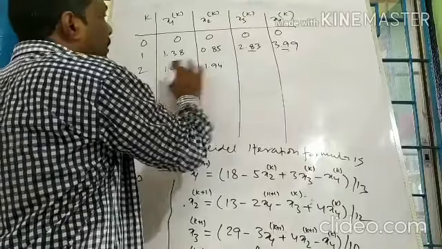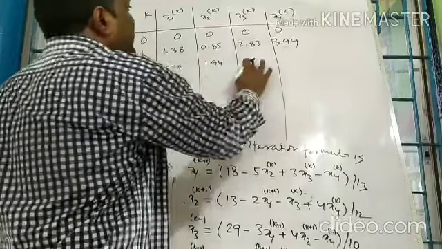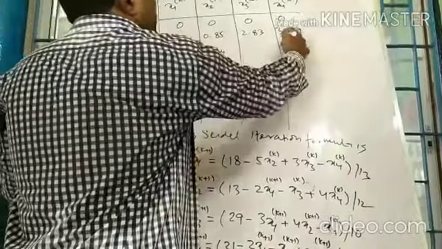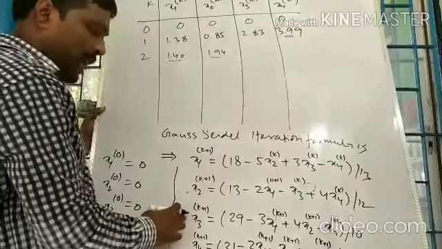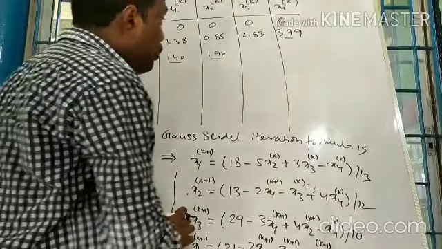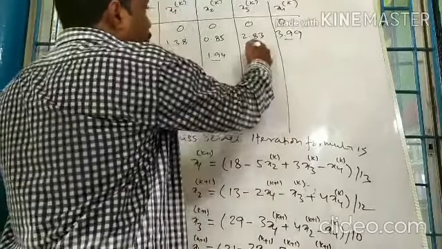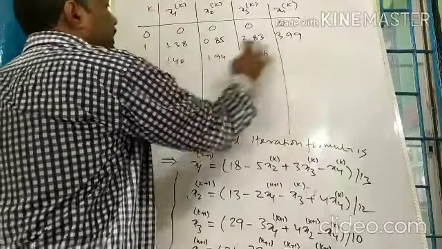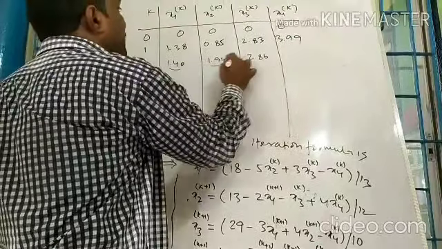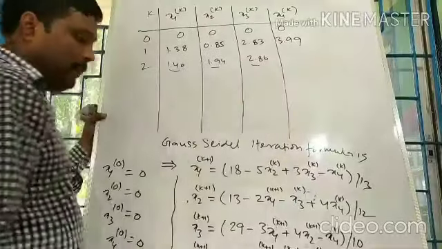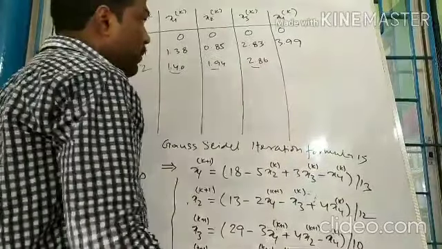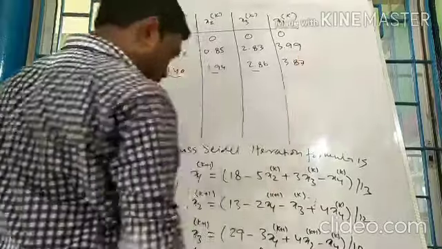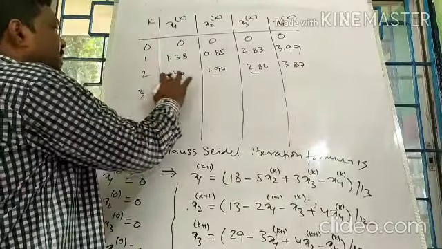Now we have to calculate x3 using present iterative value of x1, present iterative value of x2, but previous iterative value of x4 from the third equation. This is 2.86. Now calculate x4 using present iterative value of x1, present iterative value of x2, present iterative value of x3. This is 3.87 from the fourth equation. Okay, now iteration number 3.